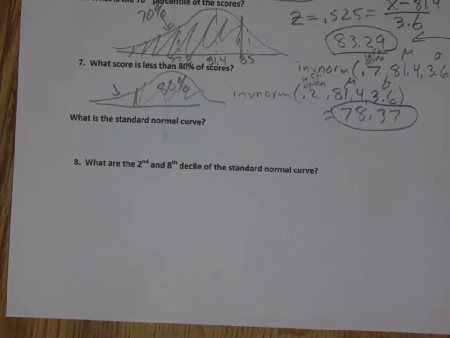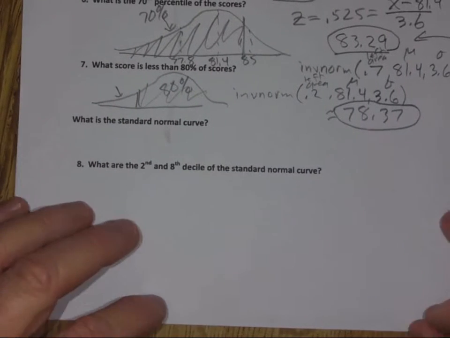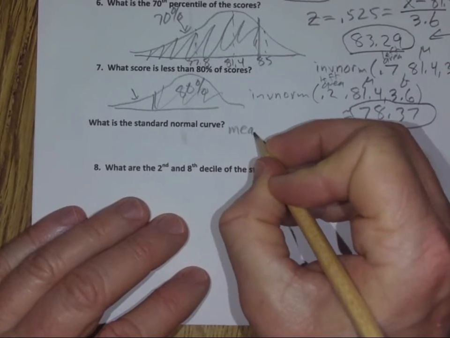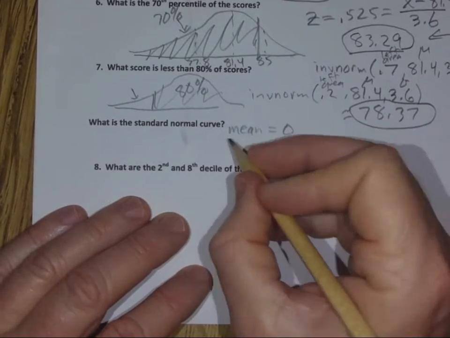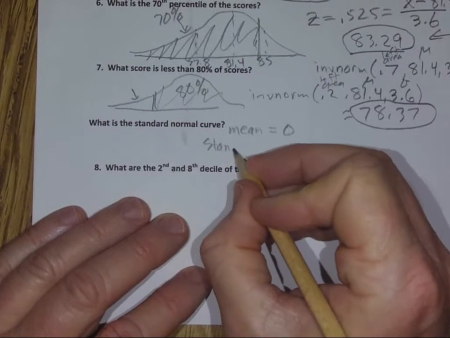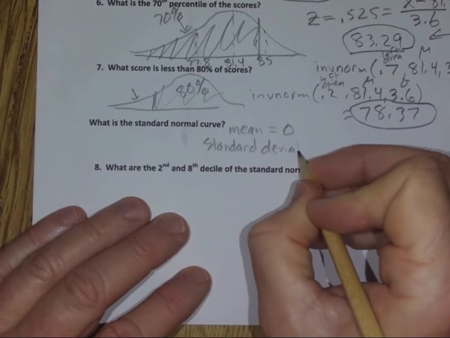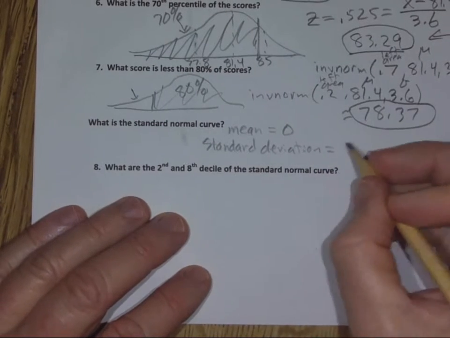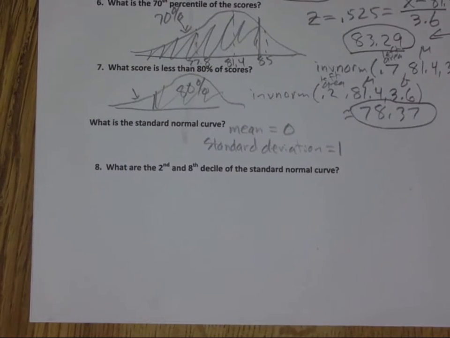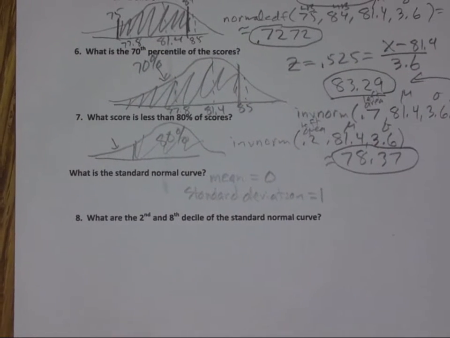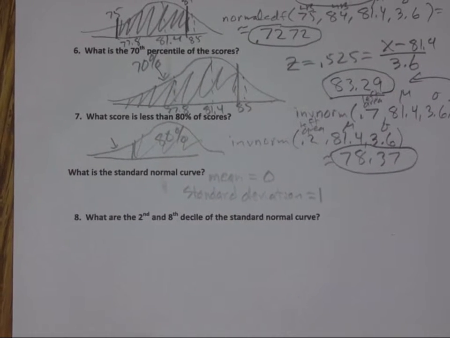All right, then we have the concept of what is a standard normal curve. A standard normal curve, the thing to know about it, the mean is equal to 0, and the standard deviation is equal to 1. So when you hear the term standard normal curve, just realize what that means is in essence all of your values have been standardized. All of your values have had the z-score found. And so it's a mean of 0, standard deviation of 1.